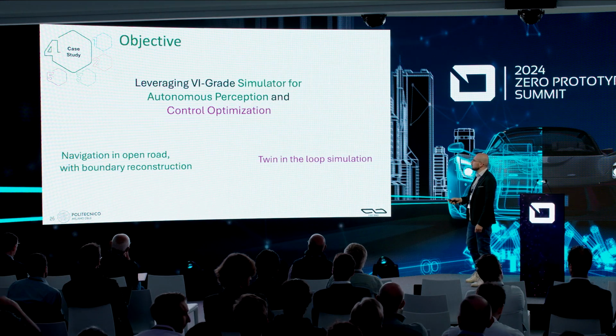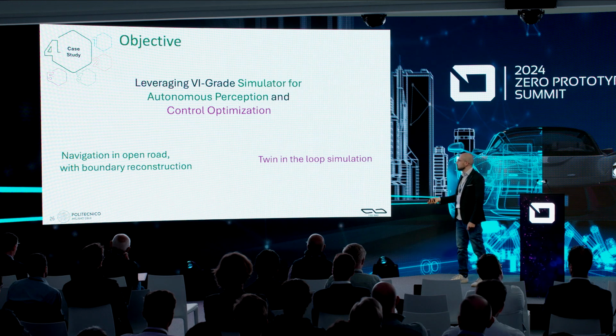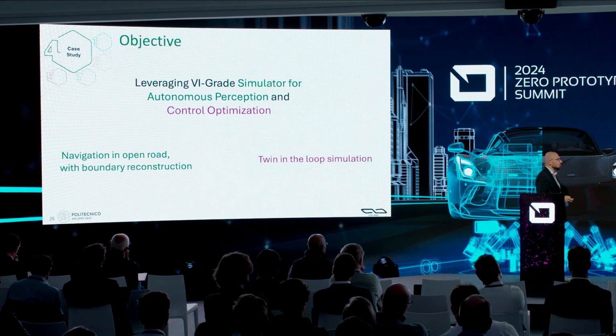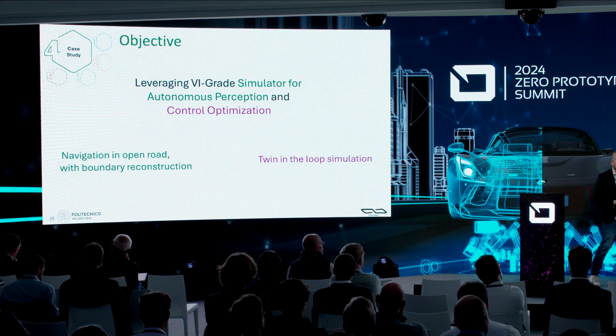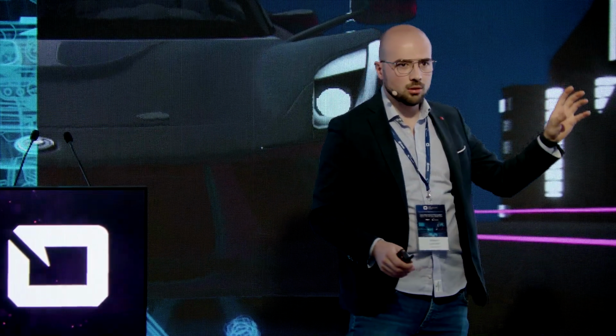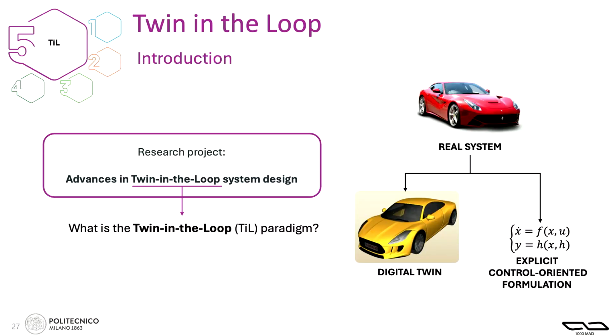Going on, we can switch to the other topic: twinning the loop simulator. Twinning the loop is something more related to, let's say, the low level of the vehicle dynamics. To do so, we need to break down a paradigm. The real vehicle can be modeled as a digital twin, the VI-CarRealTime digital twin that we know well, or with an explicit control-oriented formulation. That may be more clear, but they have a more defined region of domain.